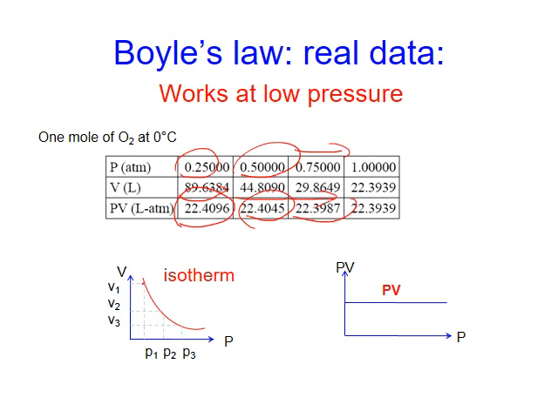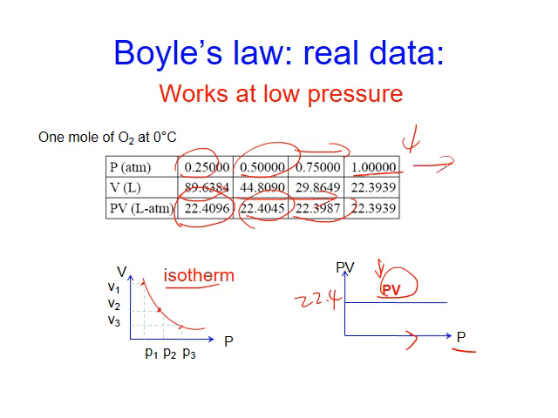When we plot PV, P1V1, P2V2, P3V3, we get an isotherm. Now, another way to plot this is pressure versus volume over pressure. When pressure increases, volume decreases, but the product PV is a constant, 22.4. Note that in this set of experiments, the maximum pressure is 1 atmosphere. And under this condition, Boyle's law is obeyed.